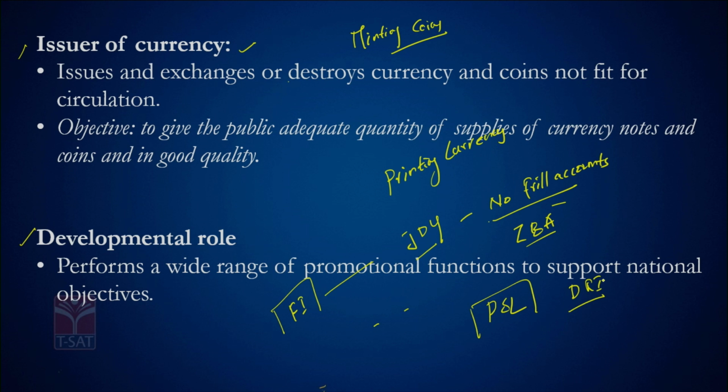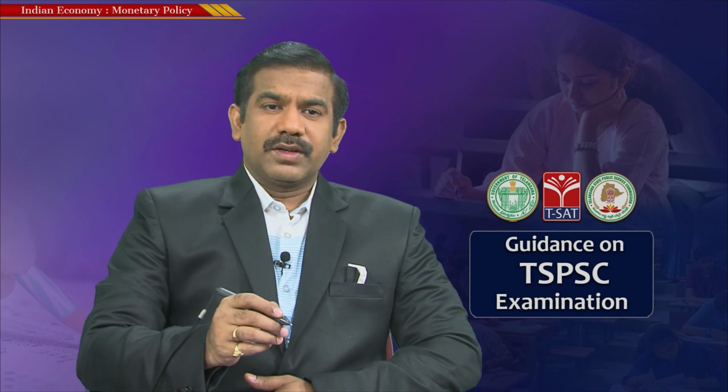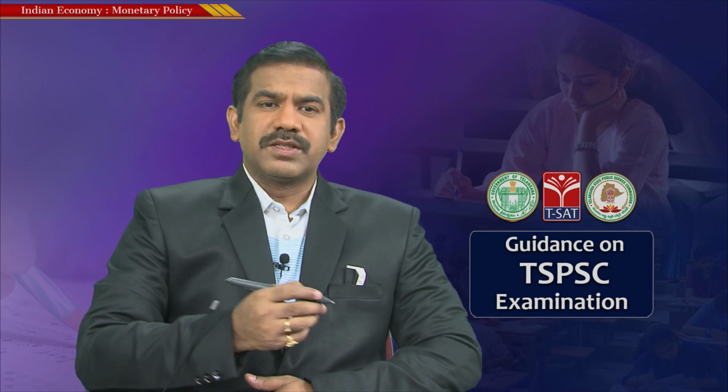So whenever the government has come with certain initiatives to promote various developmental activities, RBI also participates and supports the government in order to achieve these kinds of objectives. So that's another important function RBI performs, a wide range of promotional functions to support national objectives. And then the further function is regulator and supervisor of payment and settlement systems.